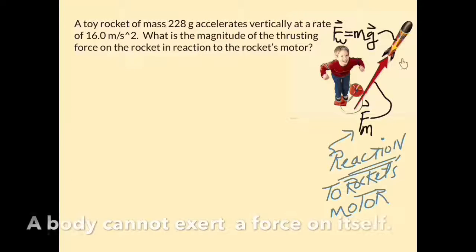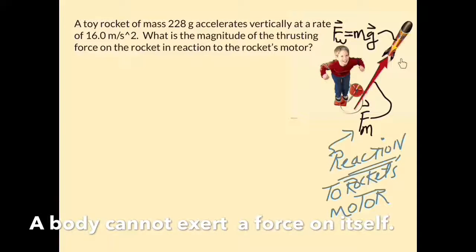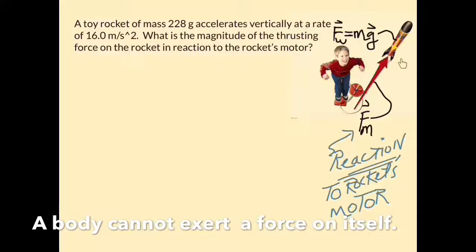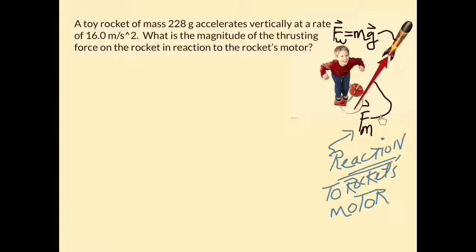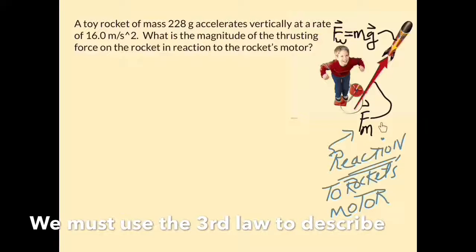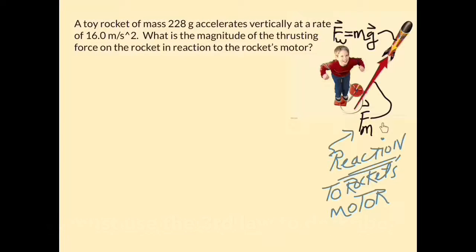There is a rocket motor, but the rocket motor is part of the rocket, and a body cannot exert a force on itself. F sub m, as depicted here, is the third law reaction force to the rocket motor force, which is downwards. F sub m, the reaction force, has the same magnitude as the rocket motor force, but it is directed upwards.